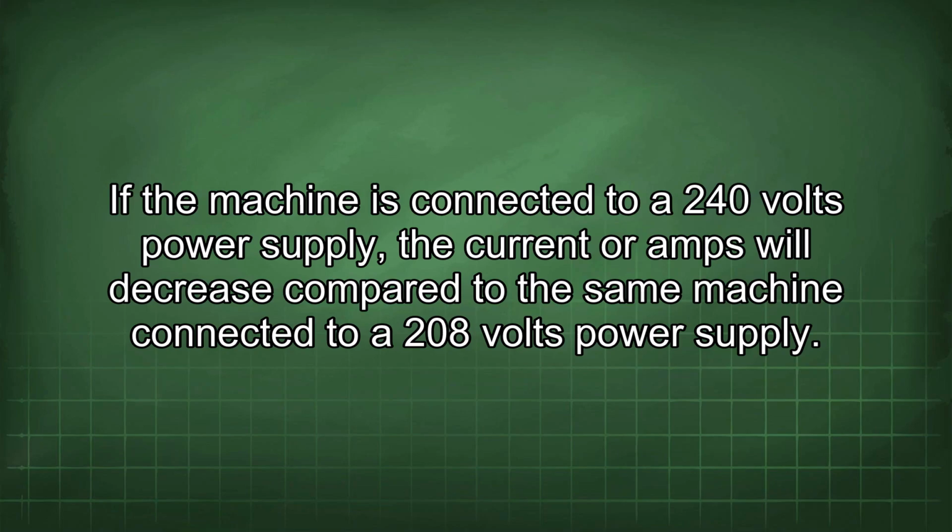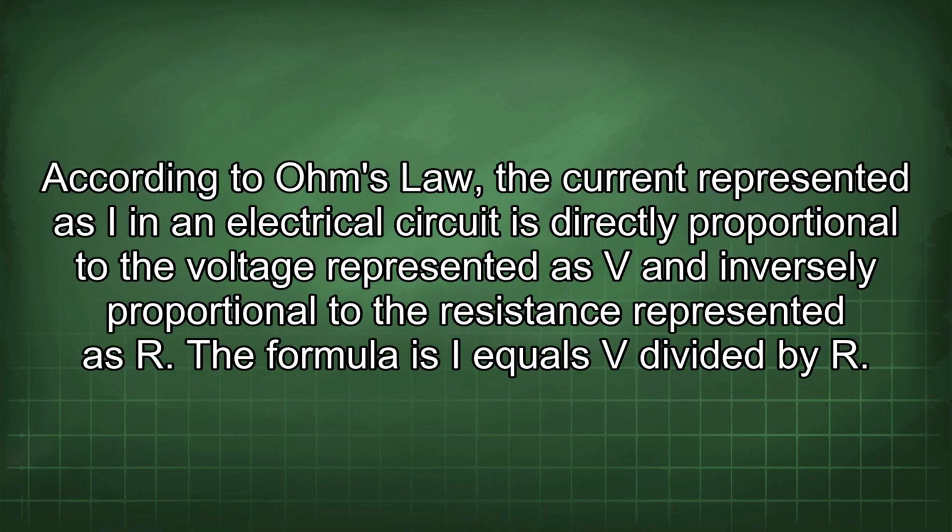If the machine is connected to a 240 volts power supply, the current or amps will decrease compared to the same machine connected to a 208 volts power supply. According to Ohm's law, the current, represented as I, in an electrical circuit is directly proportional to the voltage, represented as V, and inversely proportional to the resistance, represented as R. The formula is I equals V divided by R.